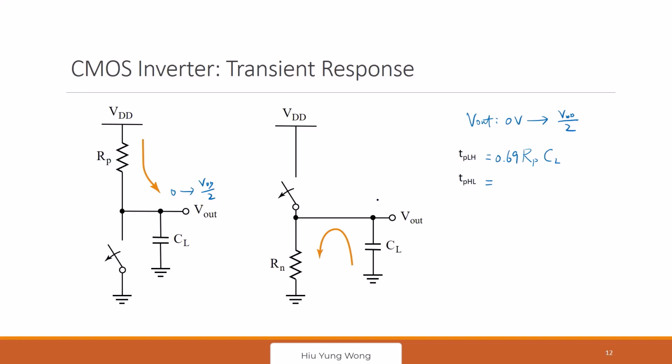And same from high to low, we are talking about from VDD to VDD divided by 2, right? We always say that it is 50%. So this one is going to be what? 0.69 RN CL, right? Is this clear?